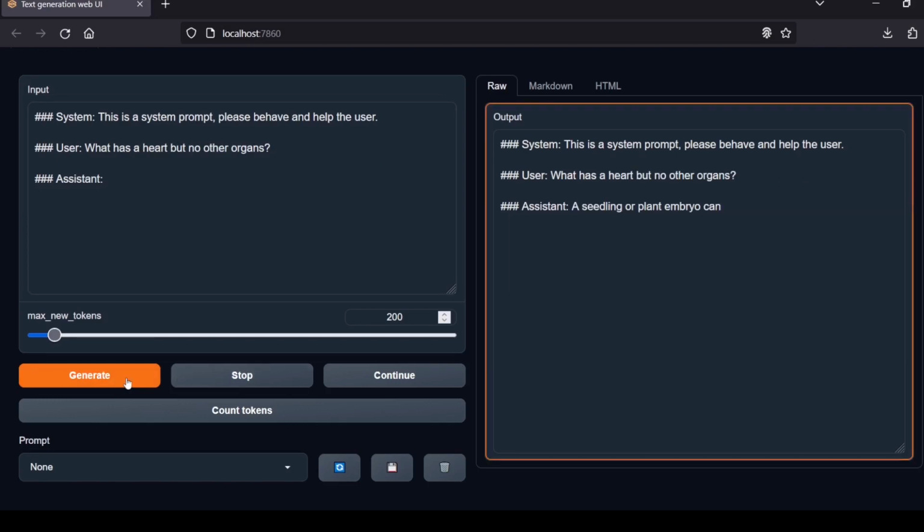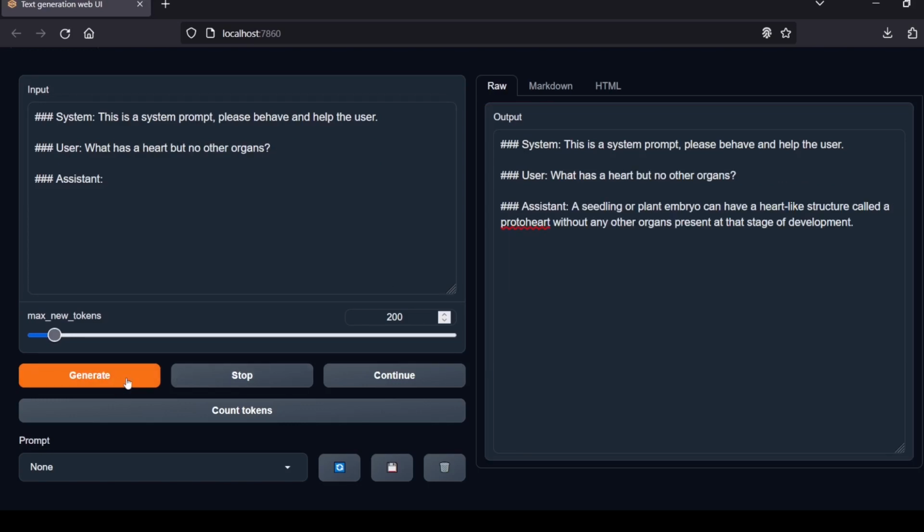Next question. What has a heart but no other organs? Another clever answer. The model stated a seedling or plant embryo can have just a proto-heart, but the answer is actually a deck of cards. Local lab rating, fail.